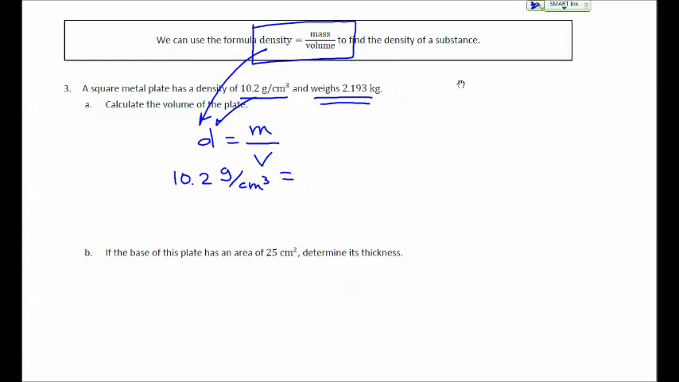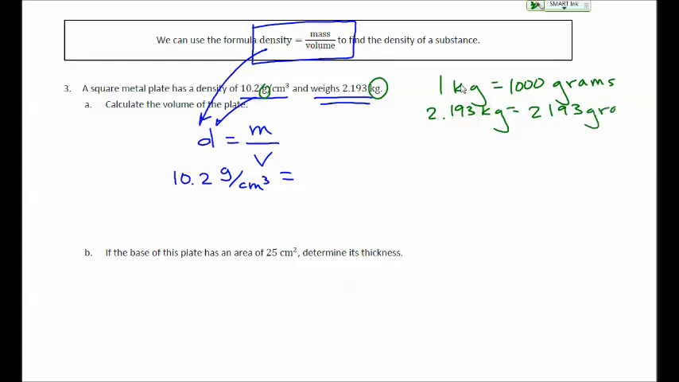Now they give me the mass as 2.193 kilograms, but hopefully you've learned in science that your units must agree. They must be the same units. And I have grams and I have kilograms, and so it's much easier if you work within the same unit. Now I'm hoping that you know that 1 kilogram is equal to 1,000 grams. So that means if I have 2.193 kilograms, then I have 2,193 grams.